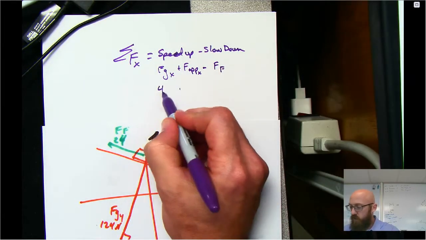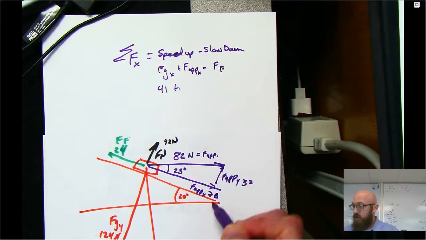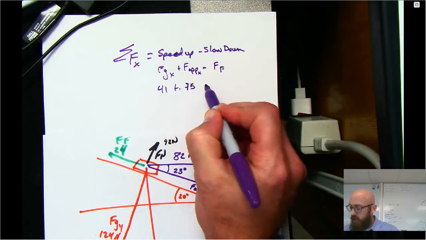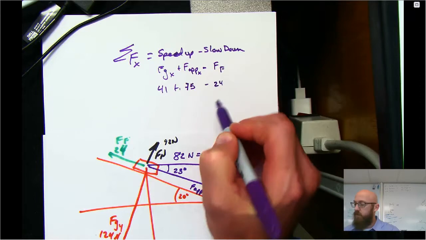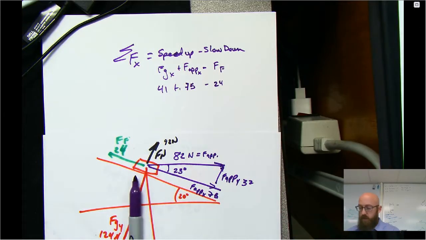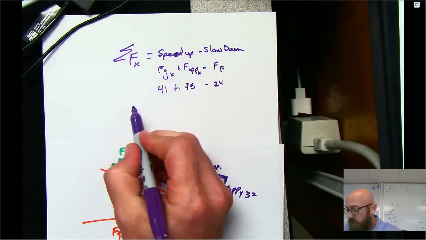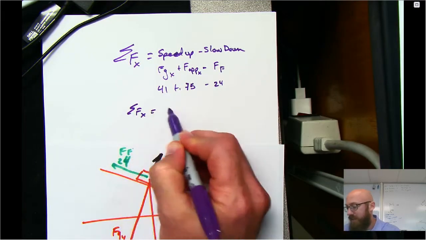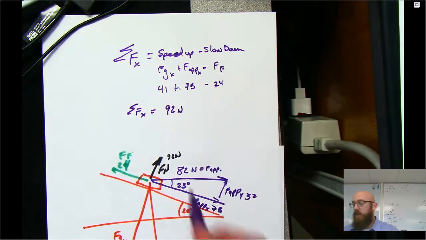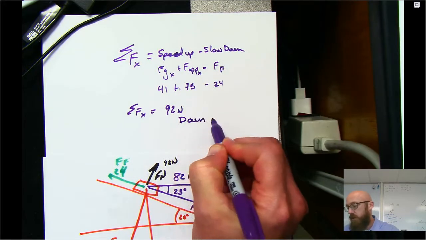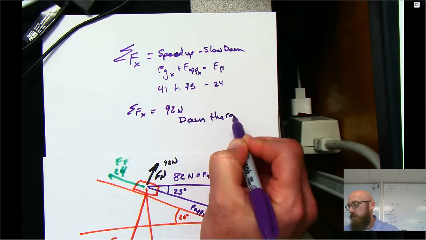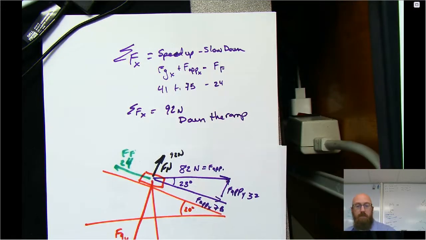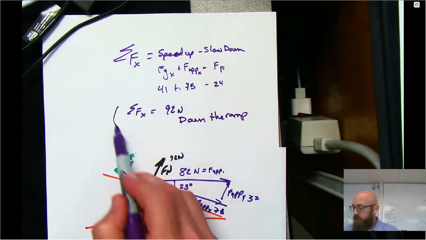F_g,x, that's 41, plus 75, minus 24. For all of you that can do this in your head, rock on. 75 plus 41 minus 24 is 92. So the sum of the forces in the x direction is 92 newtons down the ramp. Okay, so that would be your final answer.